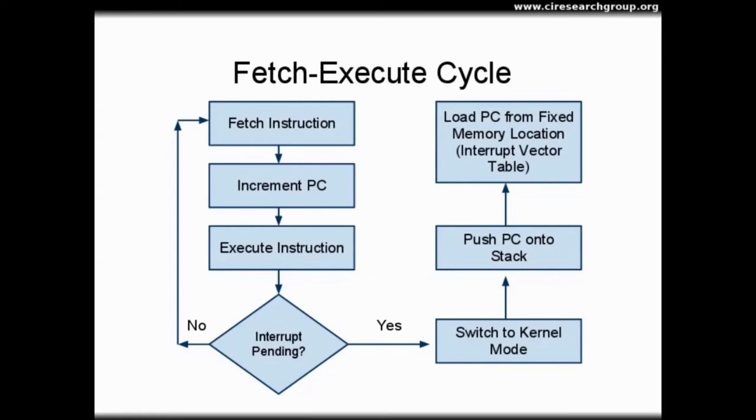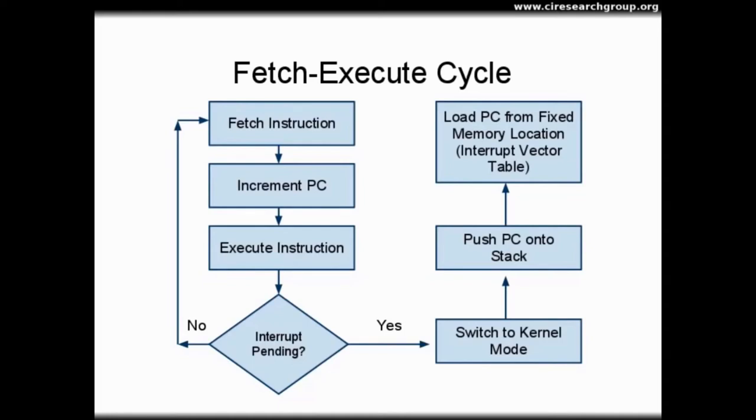In the process of fetch-execute, the CPU is going to fetch an instruction from memory, increment the program counter, and execute that instruction. But instead of simply going back to the next fetch, the CPU actually has to have additional hardware to check to see if an interrupt event is pending. If there is an interrupt pending, then the CPU has to be switched to kernel mode if it's running in user mode, so the privilege level needs to be escalated, save the program counter by pushing it onto the stack, and load a program counter from a fixed memory location, and that fixed memory location is called the interrupt vector table, or IVT. So we load the program counter from the IVT, and then the CPU goes and executes that new instruction the next time the fetch-execute cycle resumes.